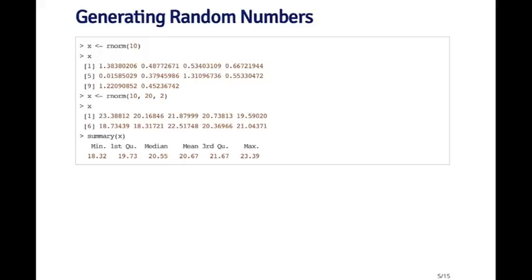So here, this vector has 10 normal random variables, and their mean is roughly 20, and their standard deviation is 2.